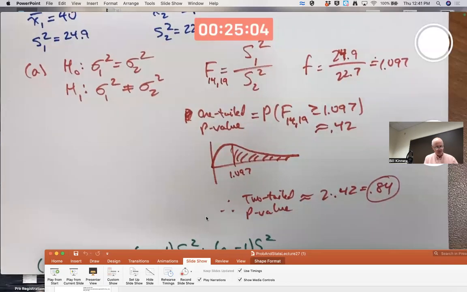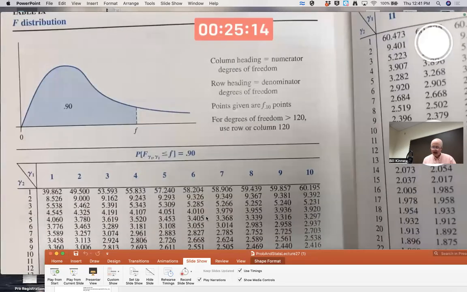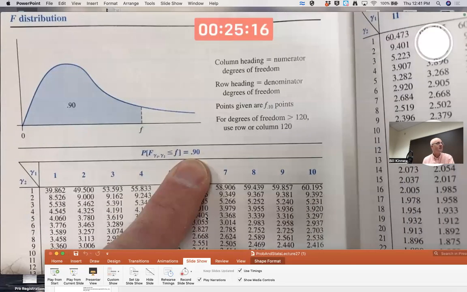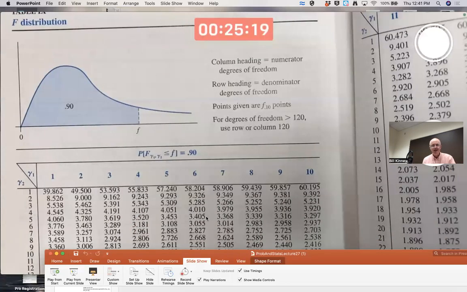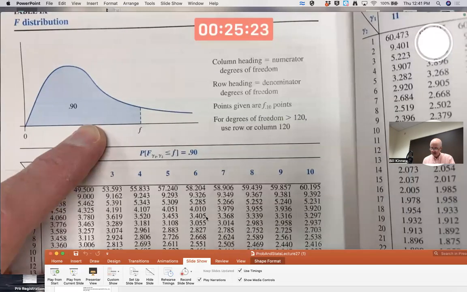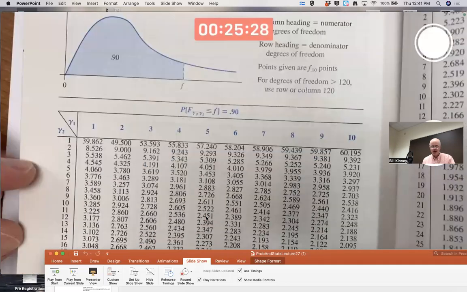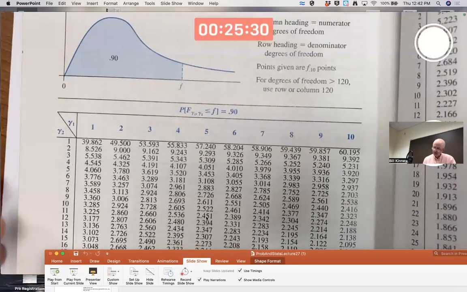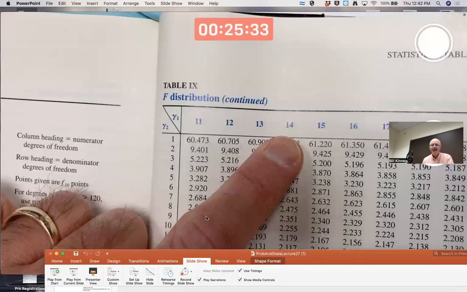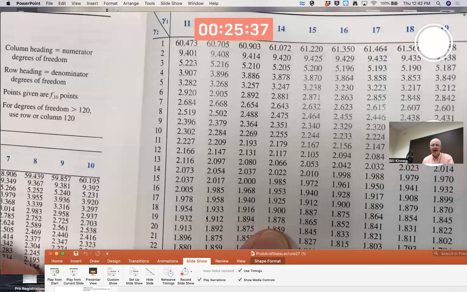14 degrees of freedom for the numerator and 19 degrees of freedom for the denominator. Remember, it comes in two sets of pages here, one with a 0.9 and another set of pages with a 0.95. That 0.9 is labeling the area to the left. It's a CDF value. Degrees of freedom for the numerator are across the top, and degrees of freedom for the denominator are across the side. We're looking for 14 and 19. Now, what we see here is the number 1.878.